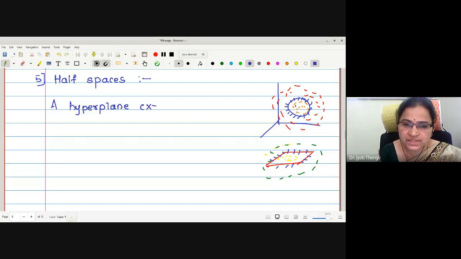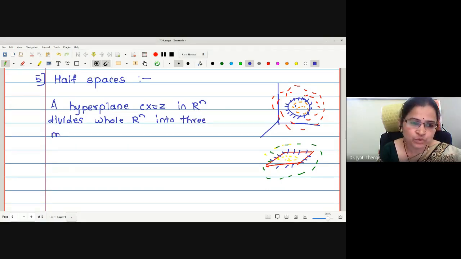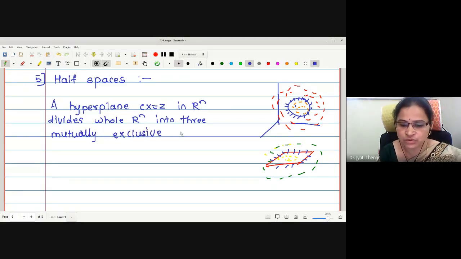A hyperplane Cx equals z in R^n divides the whole R^n into three mutually exclusive parts, or sets.